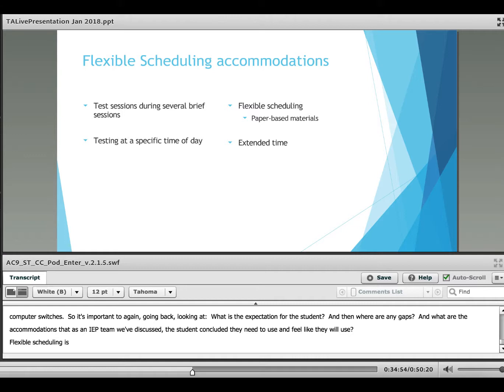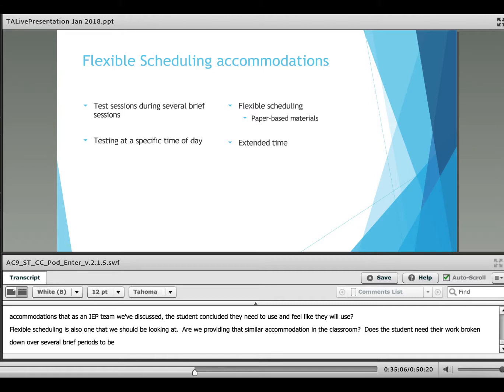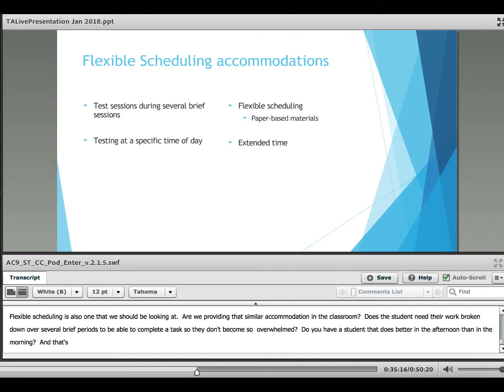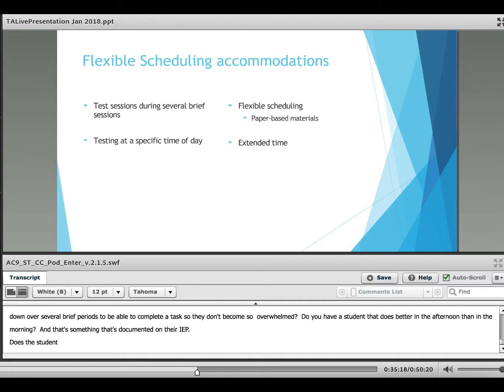Flexible scheduling is also one that we should be looking at. Are we providing that similar accommodation in the classroom? Does the student need their work broken down over several brief periods to be able to complete a task so they don't become so overwhelmed? Do you have a student that does better in the afternoon than in the morning? And that's something that's documented on their IEP.